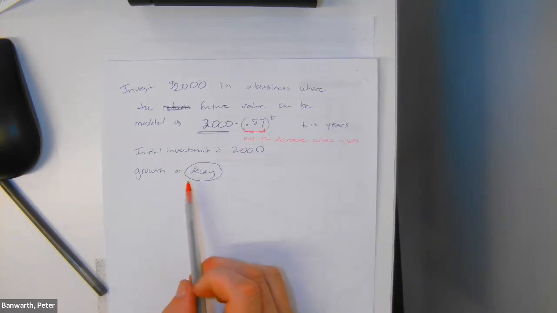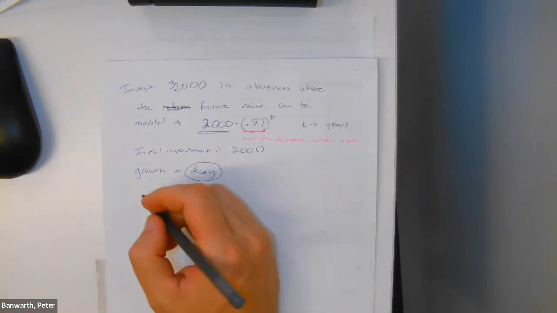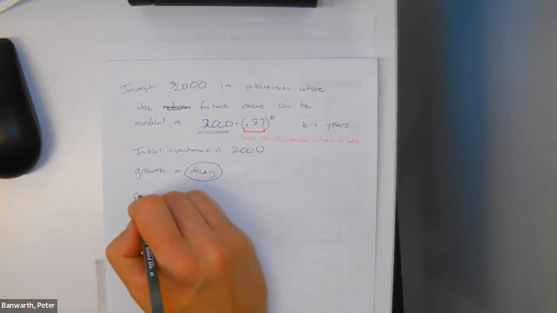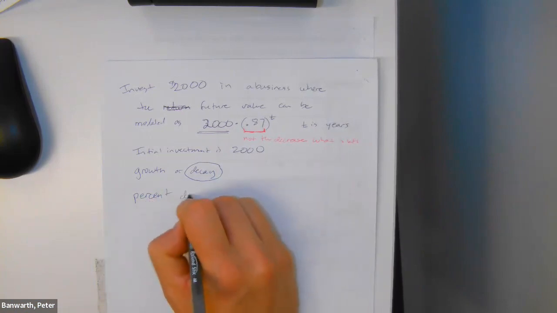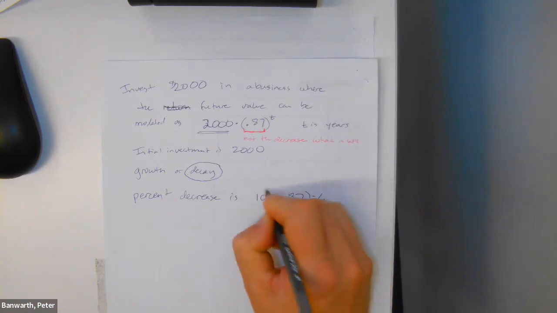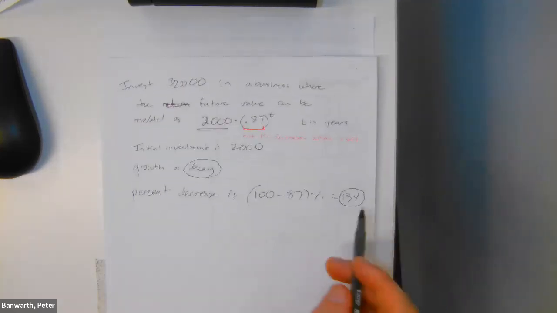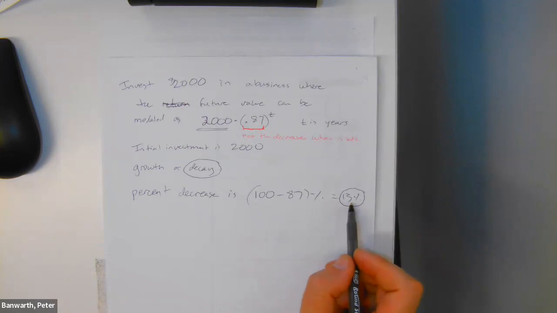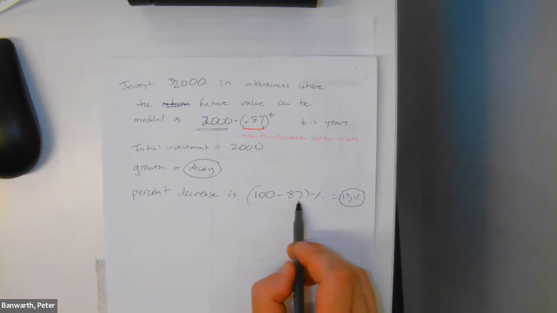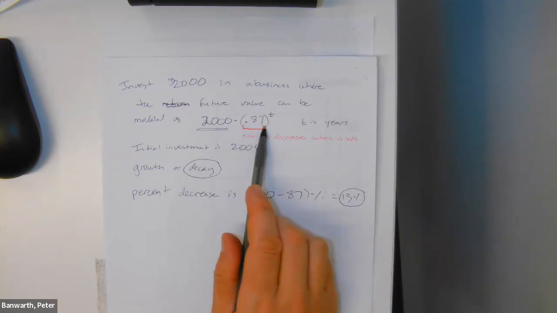So my first year, I end up with 87% of what I had left. So the percent decrease is 100 minus 87%, or 13%. Now, if you're thinking about investing in something, life is tough if you're losing 13% a year. But life is ridiculous if you're losing 87% every year. So that can kind of give you a clue. It wouldn't make sense to do a financial problem where you lose nearly all of your investment in the first year.